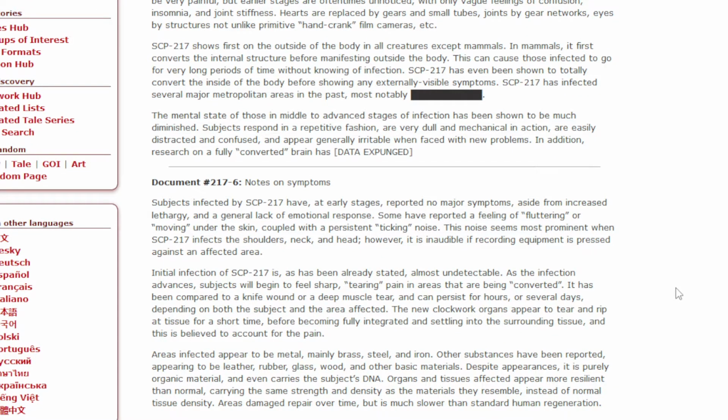The mental state of those in the middle to advanced stages of the infection have been shown to be much diminished. Subjects respond in a repetitive fashion, are very dull and mechanical in actions, are easily distracted and confused, and appear generally irritable when faced with new problems. In addition, research on the fully converted brain has been blank.